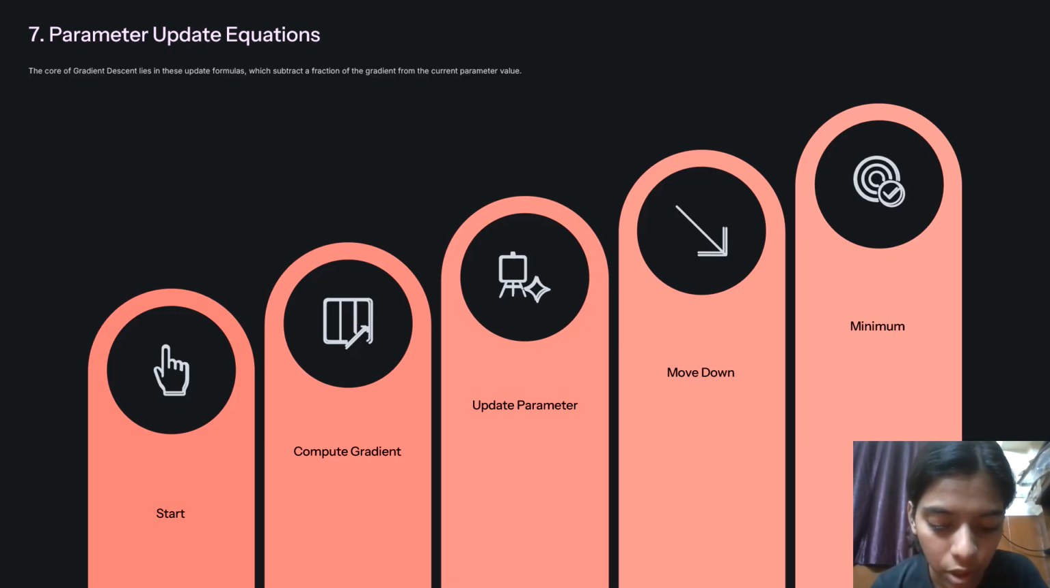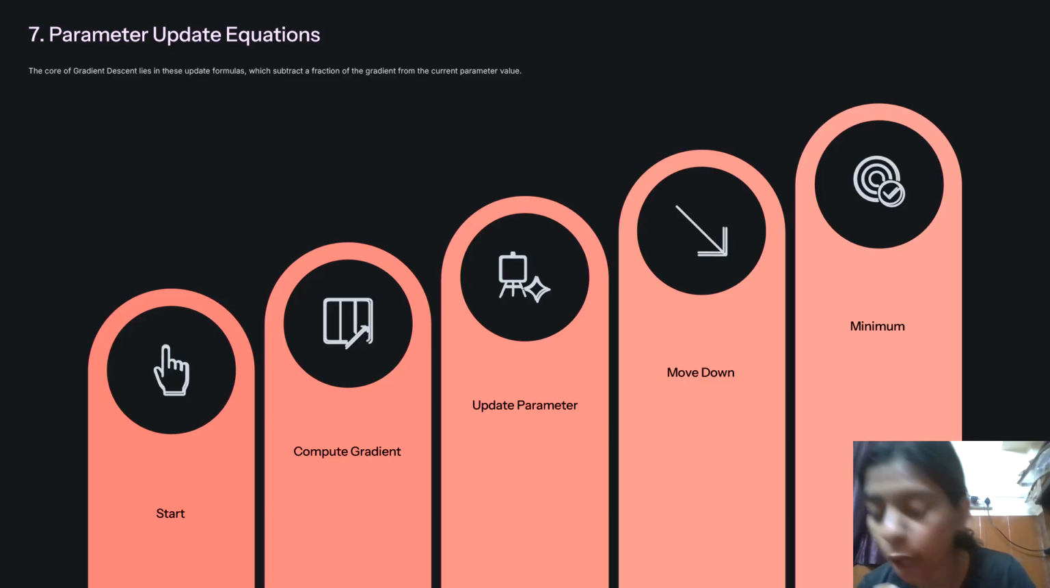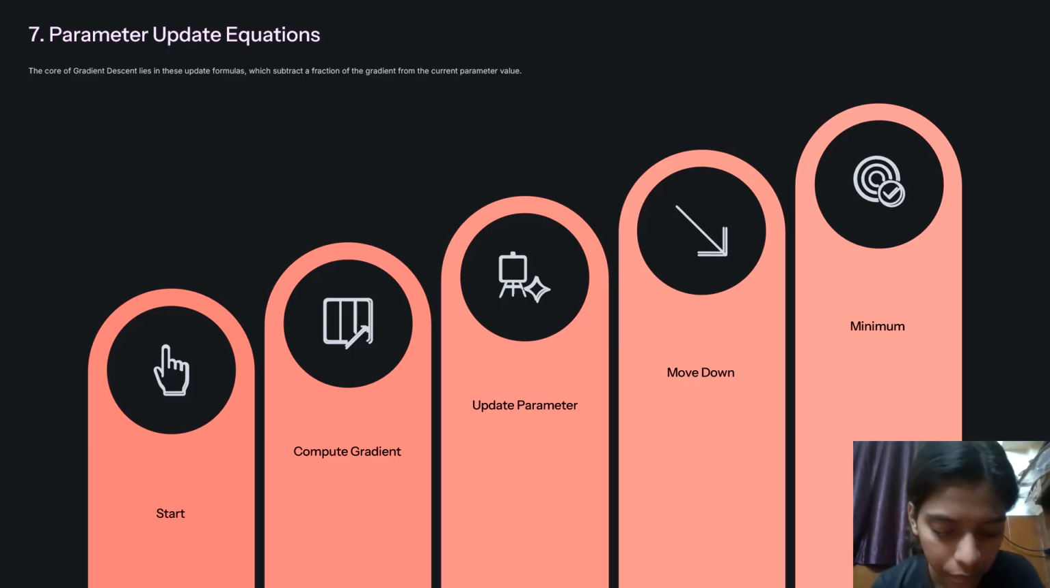So the partial derivatives of J with respect to m and with respect to c are nothing but the gradients. They tell us how the loss changes with respect to each parameter. Alpha is the learning rate, which controls how big each step is. We subtract the gradient because we want to move downhill on the loss surface. The algorithm keeps adjusting m and c using this equation until the loss becomes as small as possible.